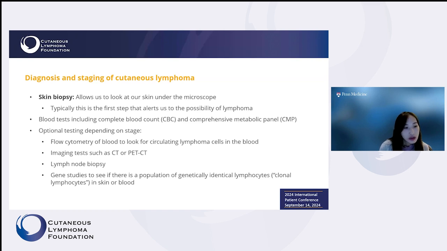And then sometimes you also do gene studies to see if there's a population of genetically identical lymphocytes, also known as clonal lymphocytes, in your skin or blood. Because when you have cancerous cells, they typically clone themselves. So if you can find the same clone of the T cell in different sites in your skin, this can be very suggestive of cutaneous T cell lymphoma.